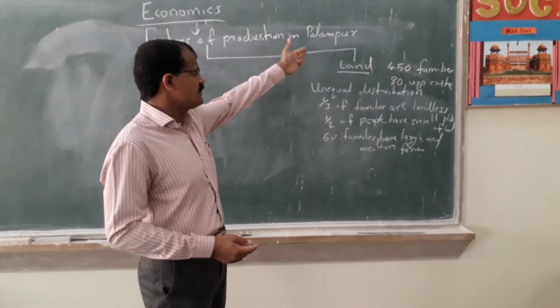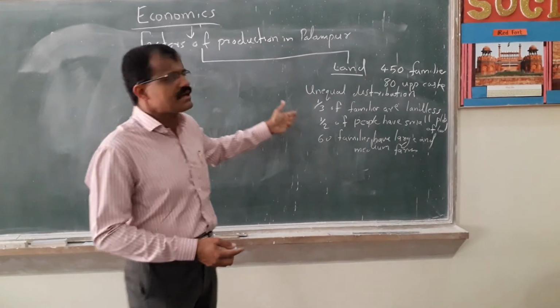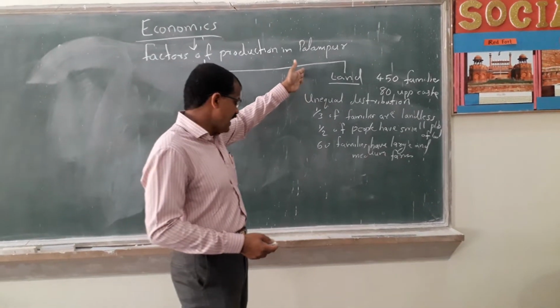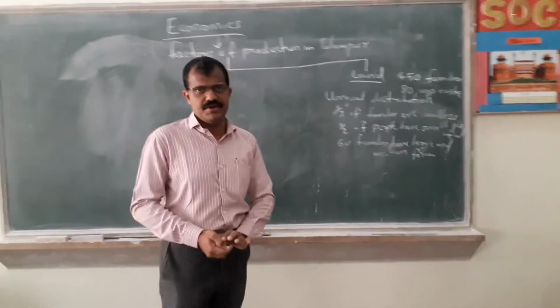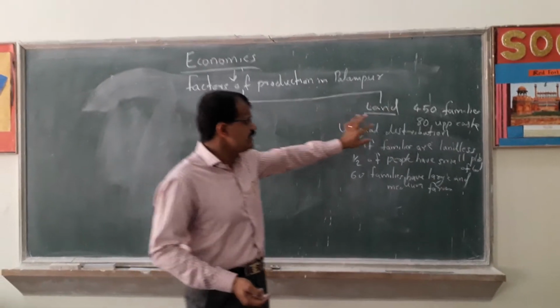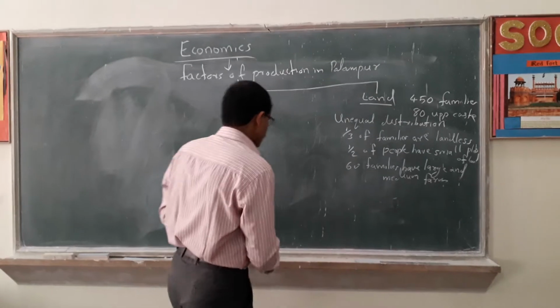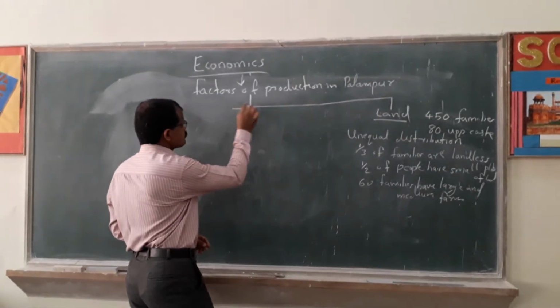So this is about the distribution of land, how the factor of production is distributed in the village of Palampur. First of all, the land is unequally distributed. Only 80 upper caste families possess the majority of the land. The next one is labor.